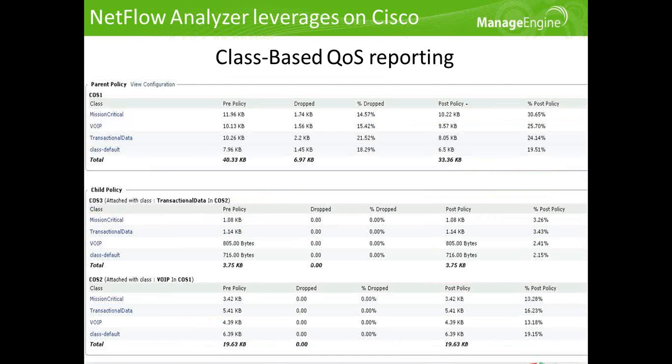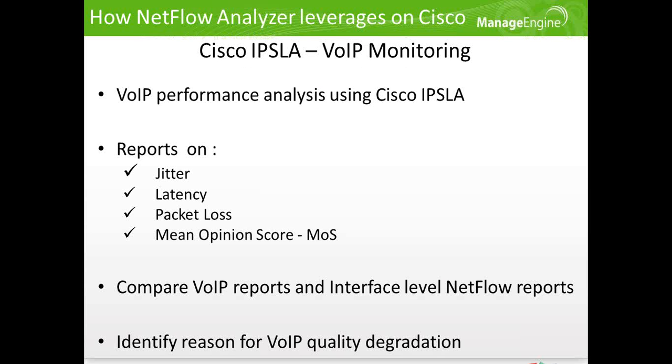Something like this. So before the policy, there was so much volume of traffic, and maybe like 15% of your mission-critical applications have been dropped, or something else like transmission data, which is not really very important. Transmission data actually covers your backups. So transmission data, 20% or 22% of your transmission data has been dropped. So detailed information like this.